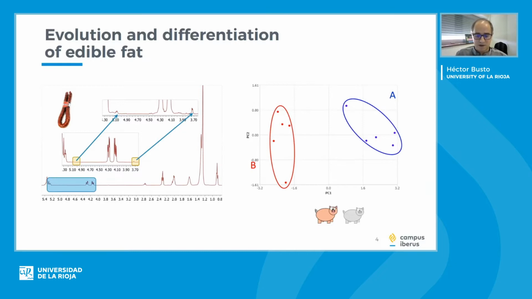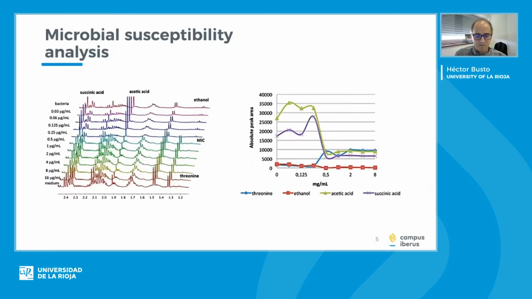In collaboration with the company Embutidos Luis Gil, the Spanish sausage production has been monitored by NMR. The third area corresponds to microbial susceptibility analysis. By NMR, we have carried out the calculation of this data.